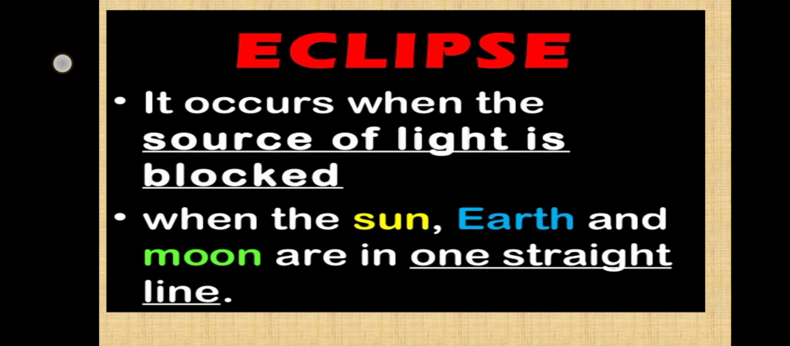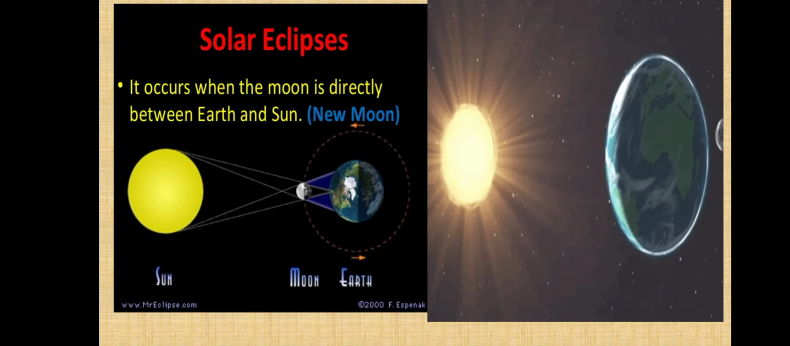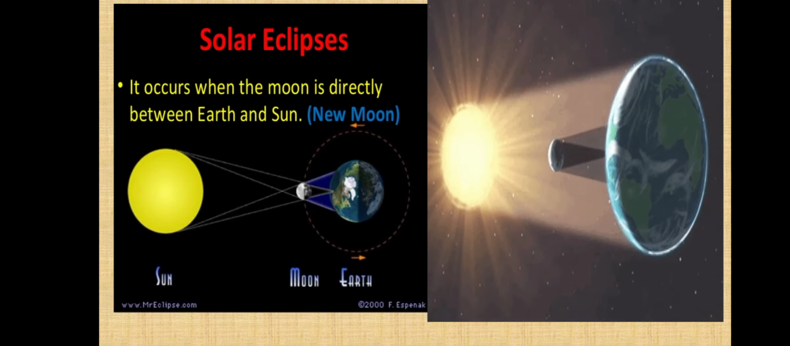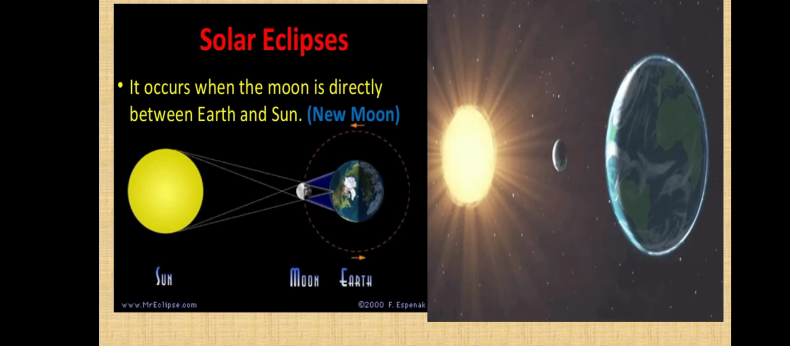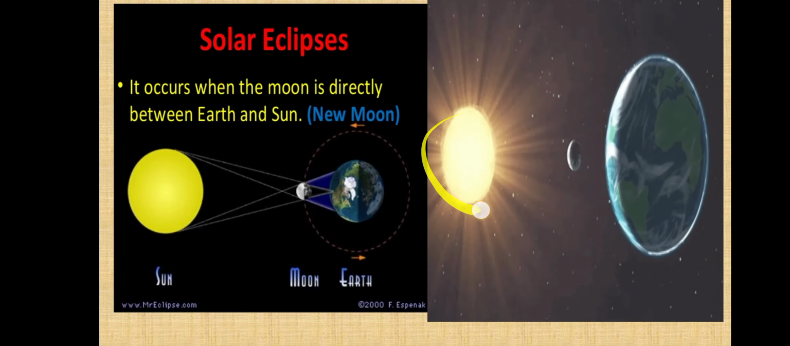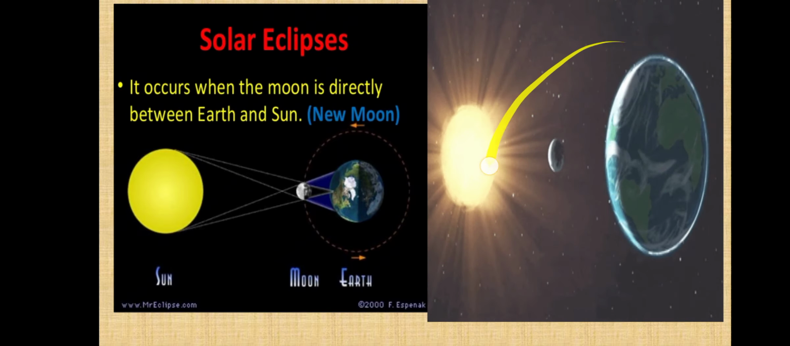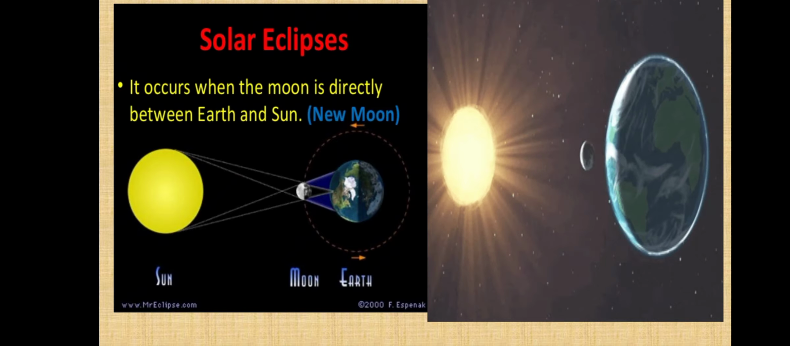Eclipses are of two types: solar eclipse and lunar eclipse. Solar eclipse. It occurs when the moon is directly between the earth and the sun. So, when the moon comes in between the sun and the earth, that is the time we get a solar eclipse.